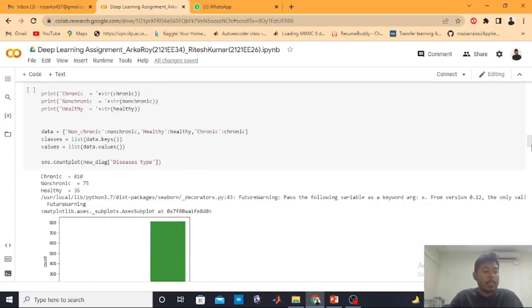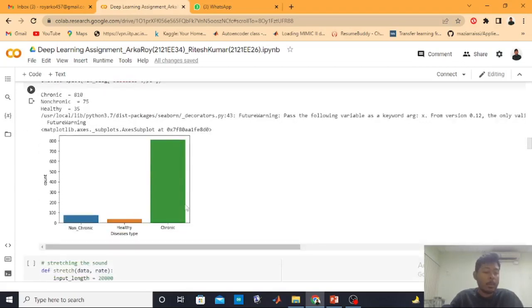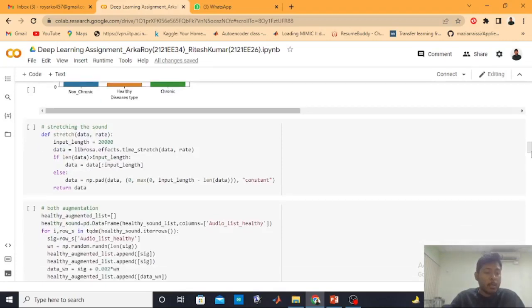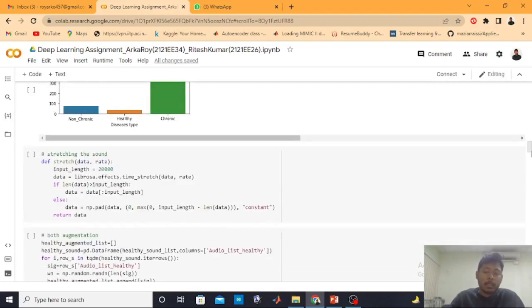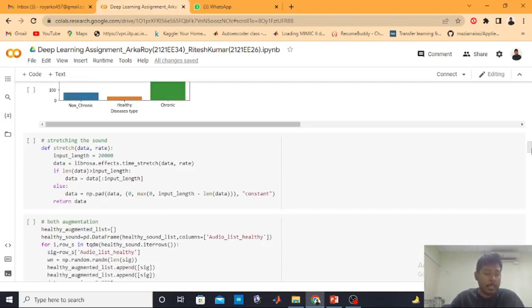Then, as we already told, this is the chronic section. We can see that in chronic there are lots of samples, whereas in healthy and non-chronic there is a very small amount of samples. So class imbalance is there. That is what we can see in all biomedical problems. So to alleviate this class imbalance problem, we have also introduced some data augmentation techniques.